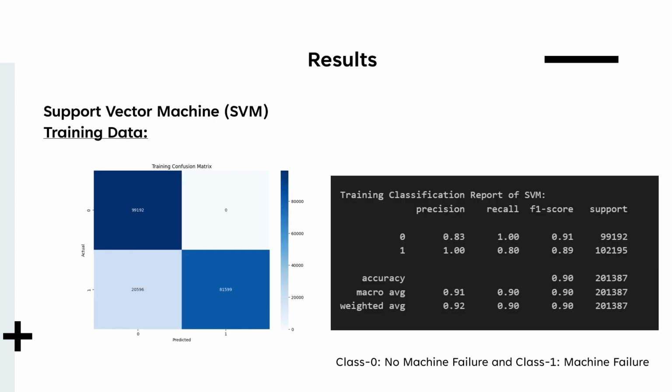Visualize the performance of each machine learning model based on the confusion matrix and a classification report. The classification report for the support vector machine on training data indicates that the accuracy is 90% for this model, and the precision for class level 0 is 83% and for class 1 it's 100%. You can see that the F1 score for class level 0 and class level 1 is pretty good, which indicates that the model is well trained on the training data.